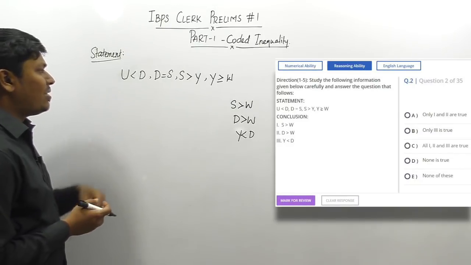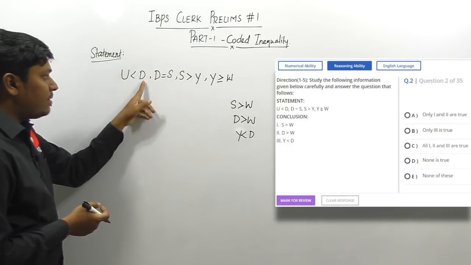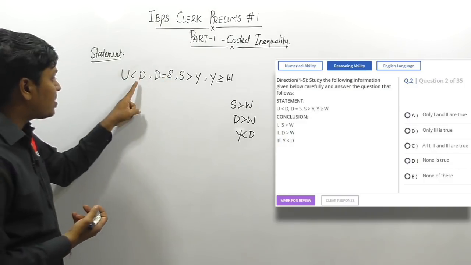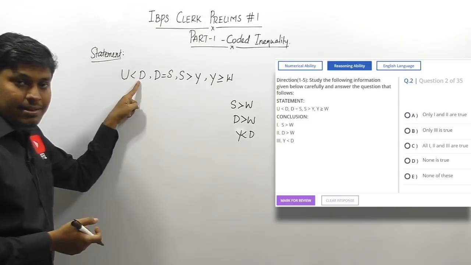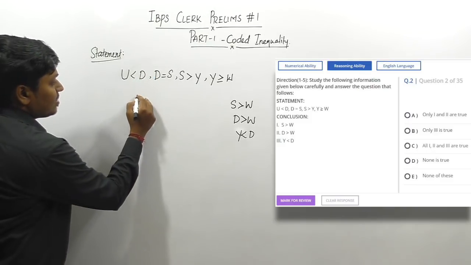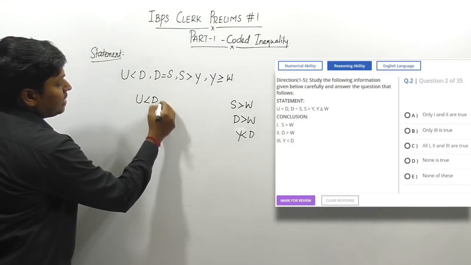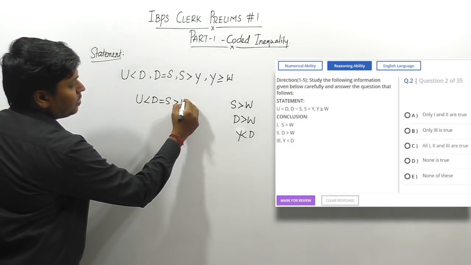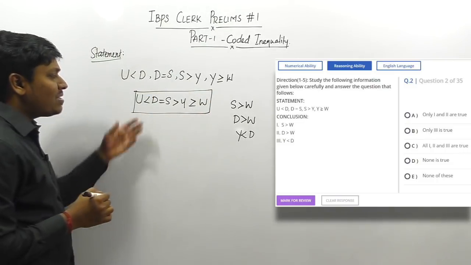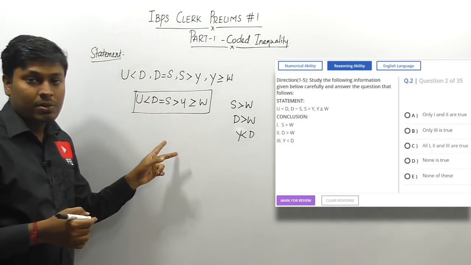Question number 2. Here the question is U less than D, D equal to S. Friends, this statement is based on lesson number 3. Why? Because just see, the first statement's last letter and the second statement's first letter are the same. So it is easy to connect all the statements, right? So this can be written as U less than D, D equal to S, S greater than Y, Y greater than or equal to W. So finally we have framed a new statement. By using this statement, it is easy to compare all the conclusions.